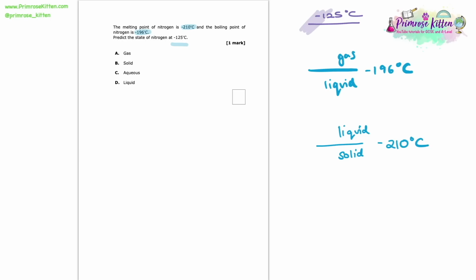And this means that we are a gas. And that's because we're looking at a temperature minus 125, which is warmer than the boiling point of nitrogen, which means it would have been enough energy there for it to boil. So it's a gas. The answer here is A.